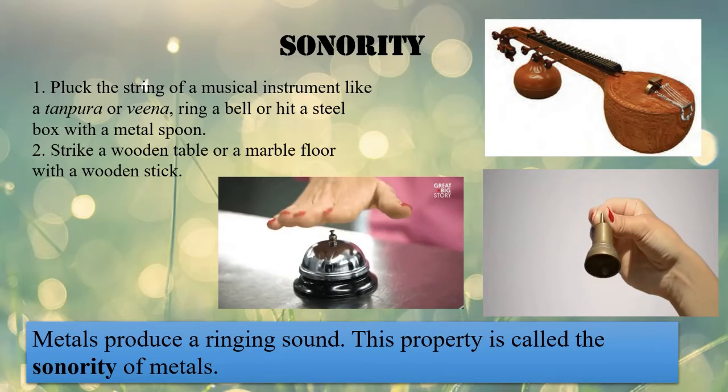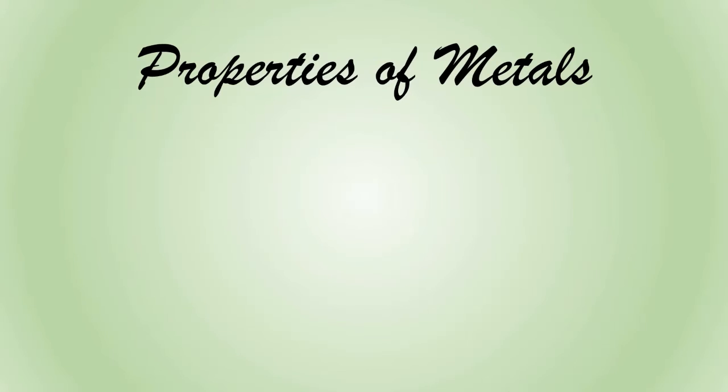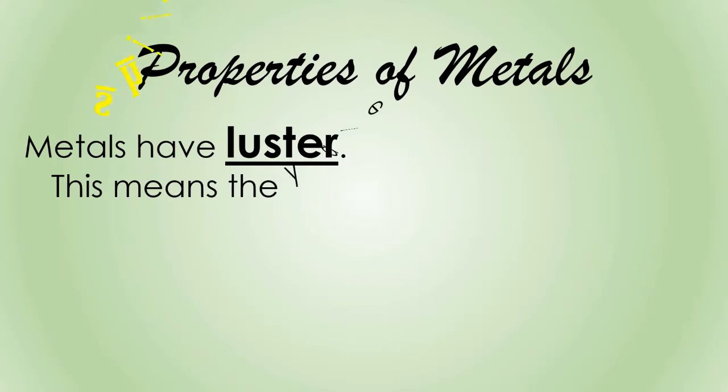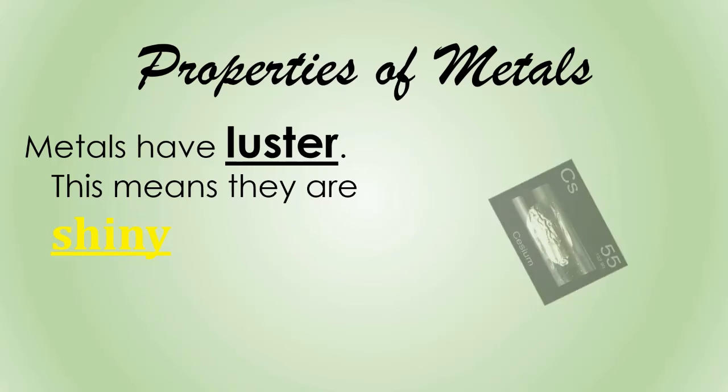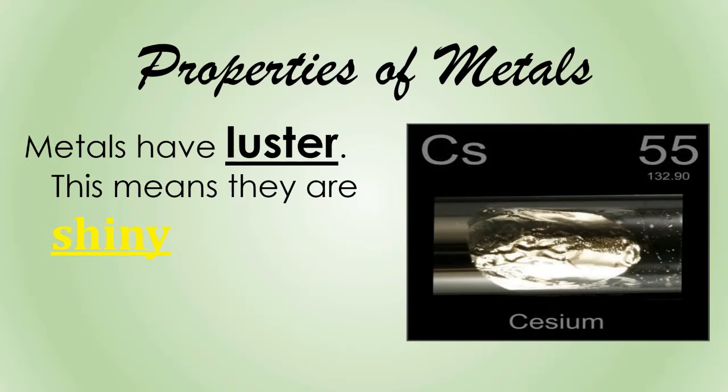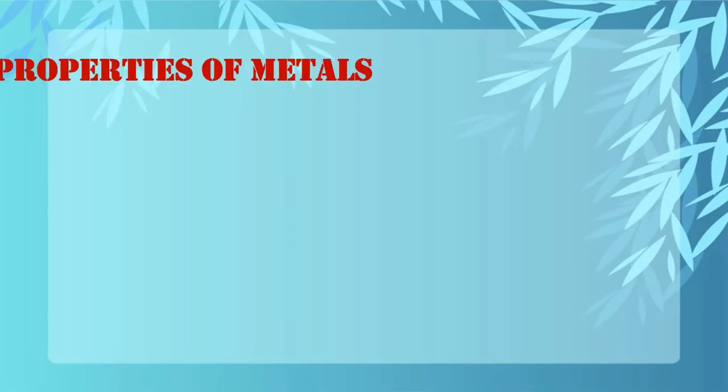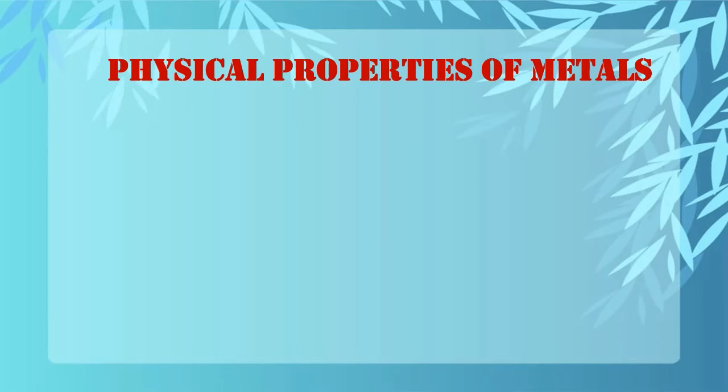The next important property of metals is that they have luster, meaning they have shine. If you see a metal which is very shining, what do you say? That it has got luster. Remember that. So let us quickly revise the physical properties of metals that we learned up till here. It has luster, that means it is shiny.